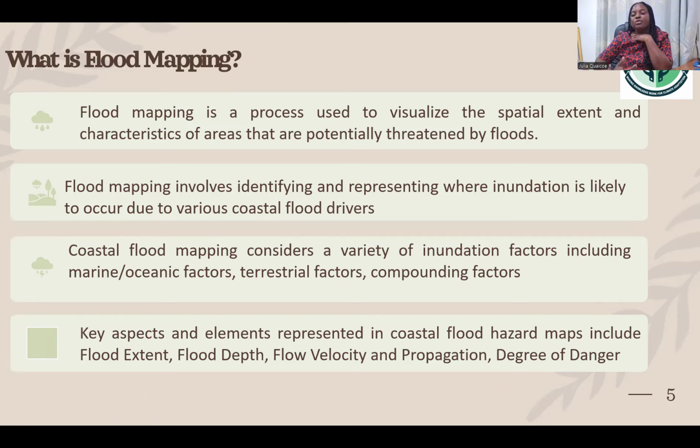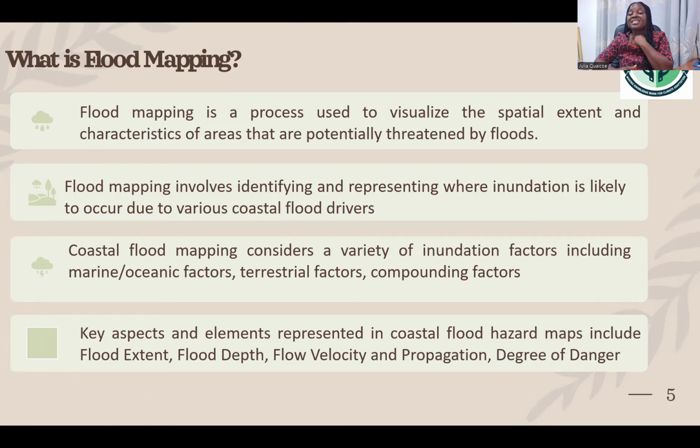Again, a coastal or a flood hazard map most of the time shows certain aspects and certain elements. For example, on a flood hazard map, you can see the extent of the flood when they come.